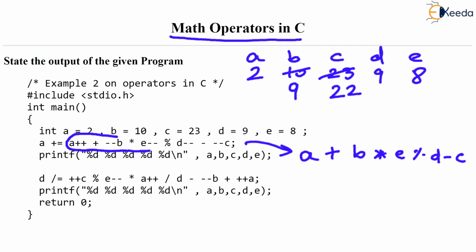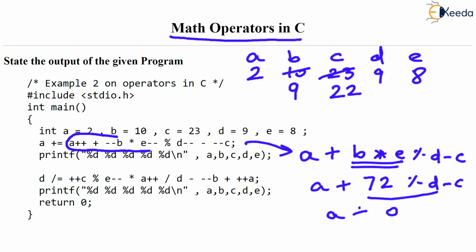Now you know multiplication will be done first. So this is 9 multiplied by 8. Check the table above. This is 72. Now A plus 72 percent D minus C is left. You know percent will be done next. But D is 9 in the table, so 72 percent 9 is 0. So what is left is A plus 0 minus C. Of course, addition will be done. So A plus 0 is A, and A is 2 in the above table. So this portion is 2 and minus C is minus 22. So 2 minus 22 becomes minus 20.